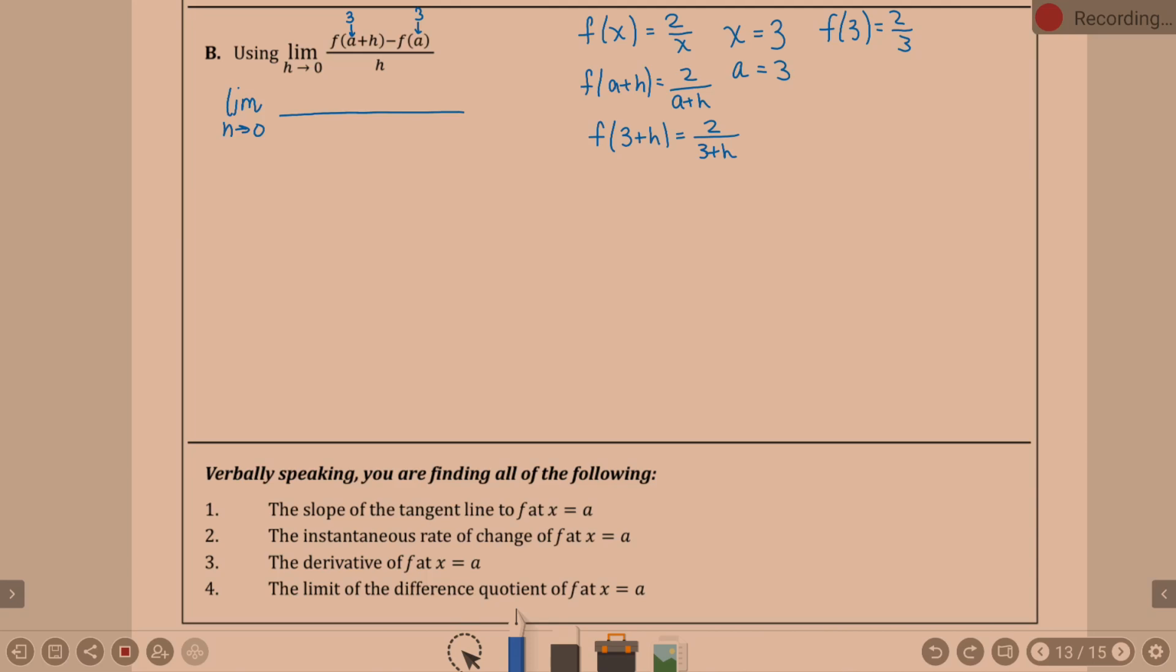Fair enough. Fair statement. So f of A plus H is taking f of X, which is going to be 2 over, and instead of X, I'm going to use 3 plus H, minus f of A. Well, f of A is really f of 3. What's f of 3? Two-thirds. That one is the 2/3. All over H. Okay, limit as H approaches 0.